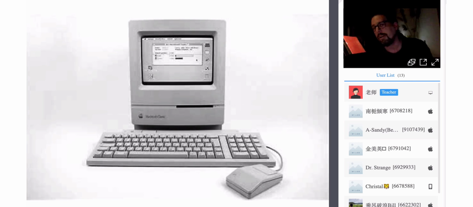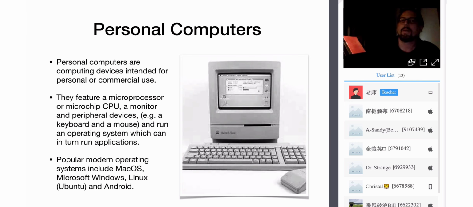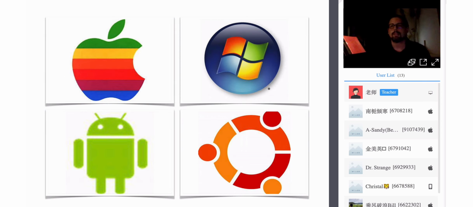Okay, the personal computer. Personal computers are computing devices intended for personal and commercial use. They feature the microprocessor, or the microchip CPU, a monitor, and the peripheral devices. In other words, the keyboard and the mouse. And they run an operating system, which in turn can run applications. Popular modern operating systems include Mac OS, Microsoft Windows, Linux, and Ubuntu, and the little green man.